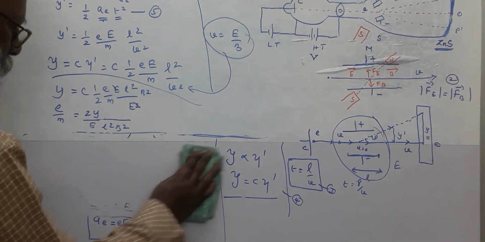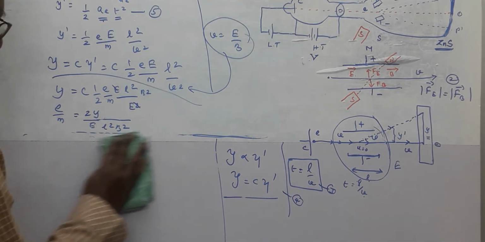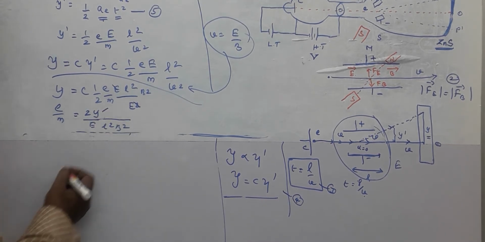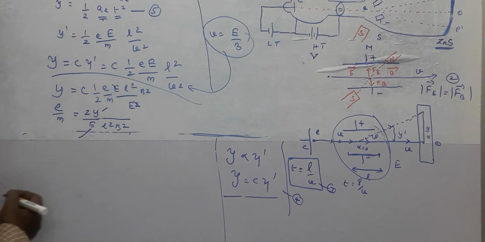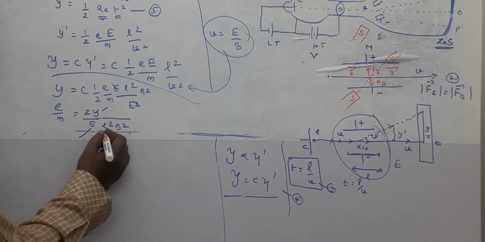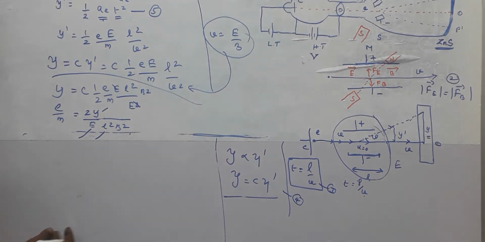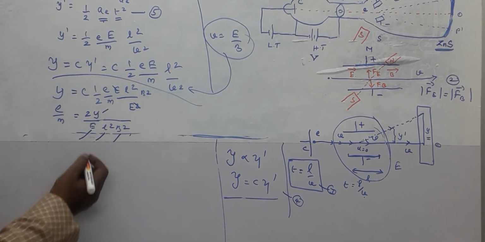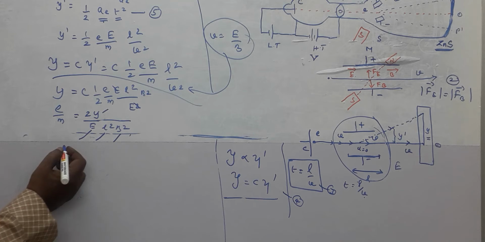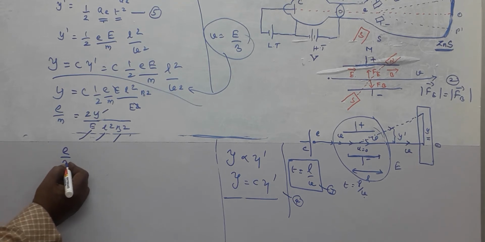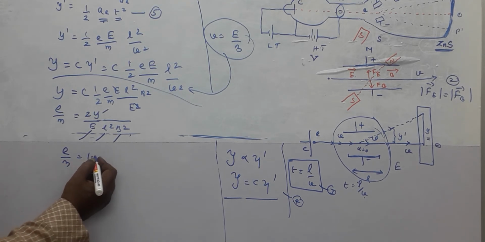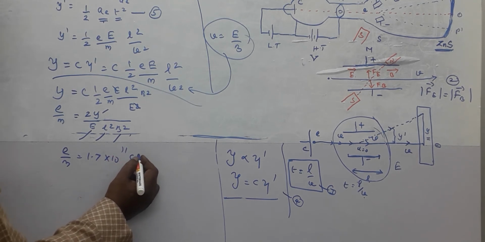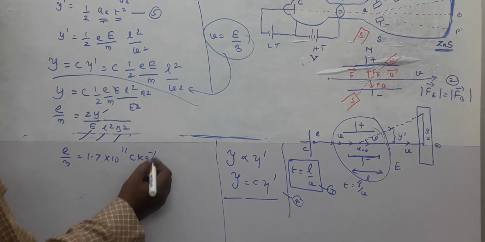We have to substitute all known values, where Y is the displacement made on the screen, E is the electric field that we applied, L is the length of the plate that we are utilizing, and B is the magnetic field. On substituting these values in the standard equation, we get e/m equal to 1.7 × 10^11 coulomb kilogram^-1.